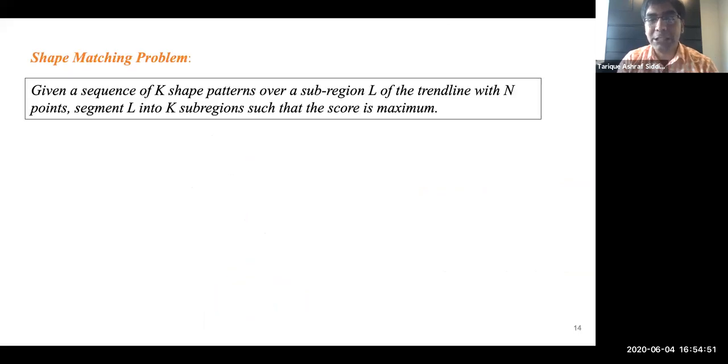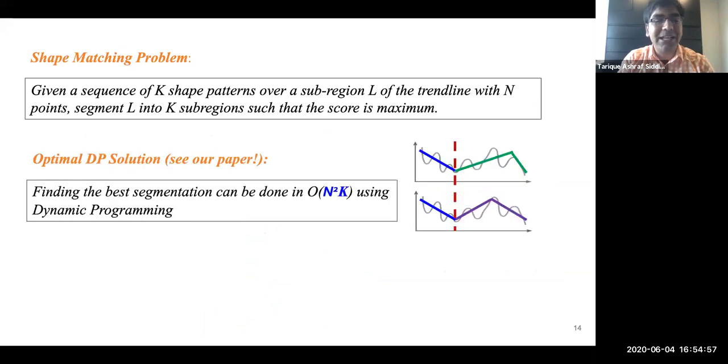In our paper, we explore the shape matching problem with respect to our algebra and show that pattern matching using shape algebra satisfies the optimal substructure property. For example, in the shown visualizations, the matching of the last two patterns in the second subregion is independent of how the first pattern is matched in the first region. Using this idea, we develop a dynamic programming algorithm. Unfortunately, even the DP is too slow as its runtime is quadratic in the length of the trend lines.